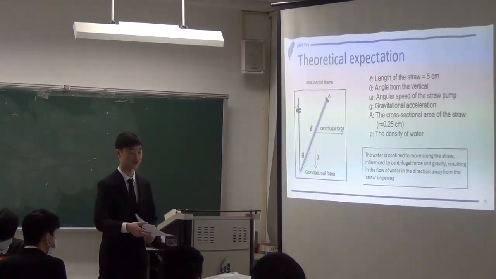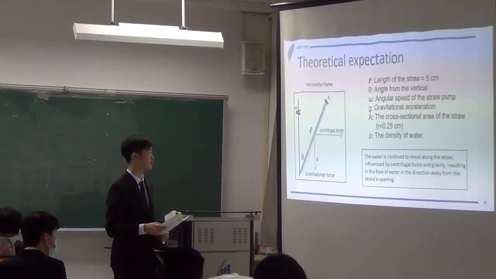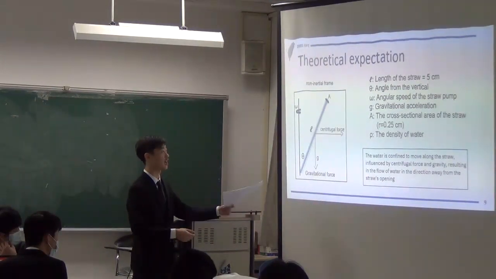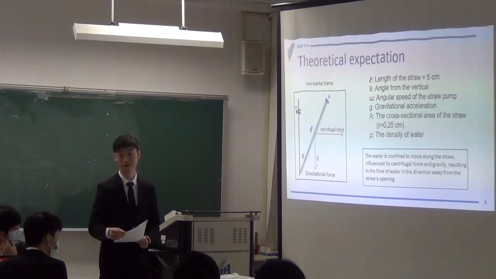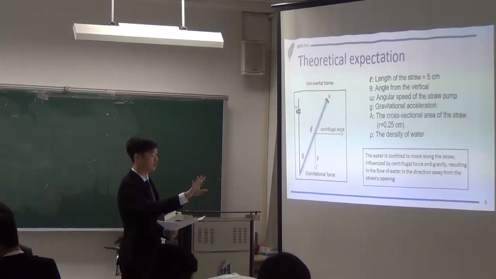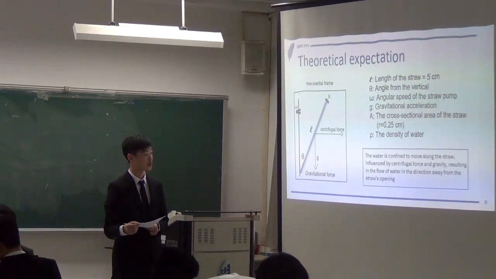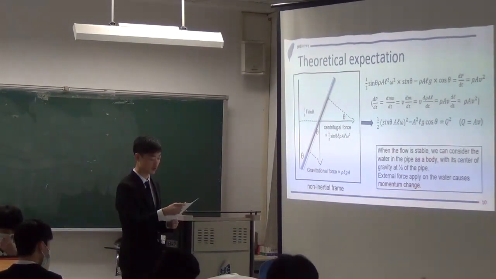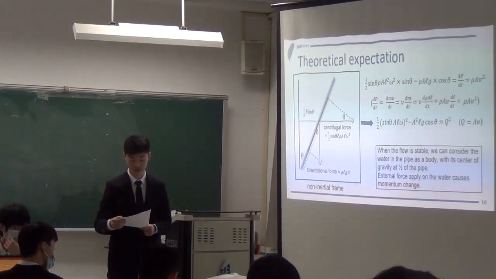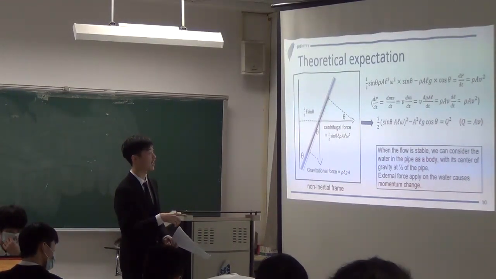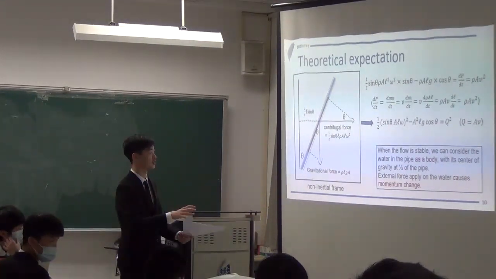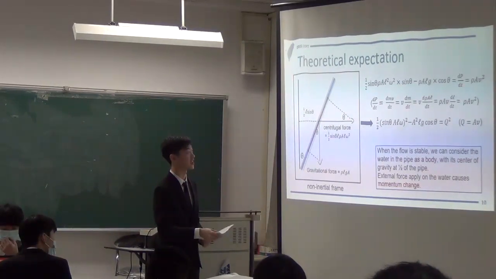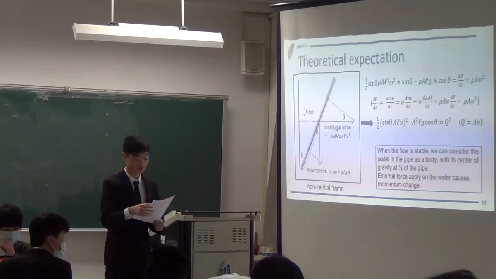Next, we want to say how we expect the phenomenon to occur according to our theory. To the left is the force analysis under a non-inertial frame of view, because we're in a rotating frame of reference, so we have a centrifugal force, and the water is confined to move along the straw, influenced by centrifugal force and also gravity, resulting in the flow of water in the direction away from the straw's opening. Under the non-inertial frame, there are two forces acting on the straw. We take the two components along the straw, and when the straw is stable, we can take the water inside as a body with a center of gravity at one half in the center of the straw. The two forces cause momentum change. This causes the changing of mass in the straw. That is the theory prediction.